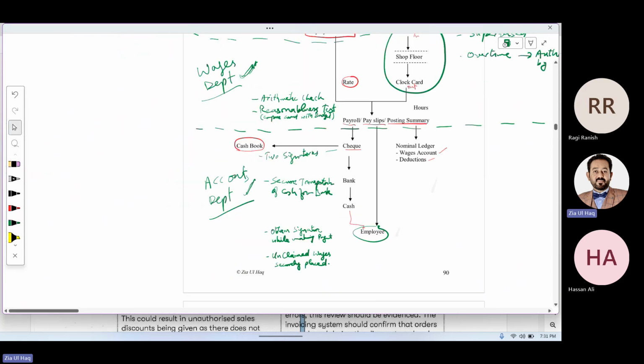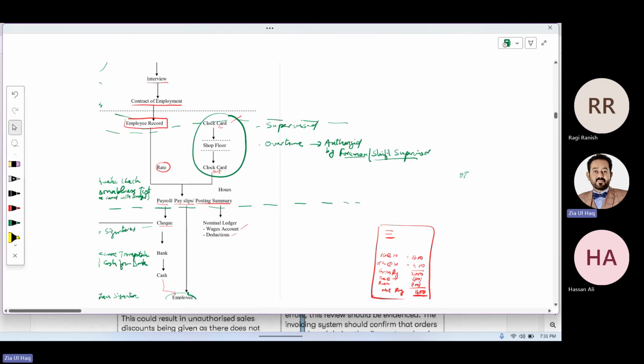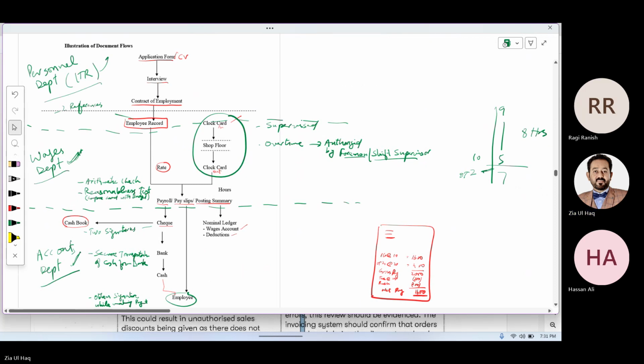So what are the controls? There should be segregation of duty between employee record maintenance and wage preparation. There should be segregation of duty between wage preparation and wage payout. Two references should be obtained for all employees. Clock in, clock out process should be supervised. Overtime should be authorized by the foreman. Arithmetic check should be performed on payroll.